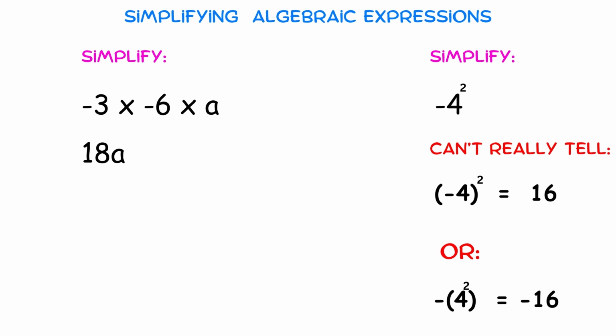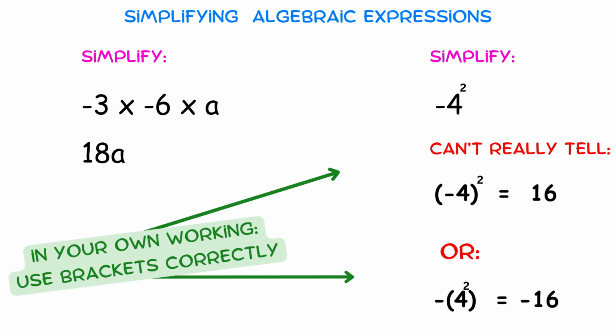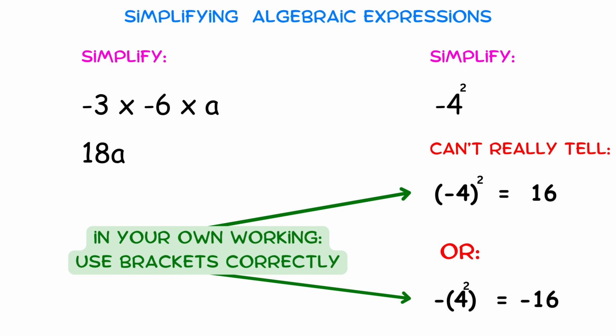Now this next one, -4 squared, is actually a bit dodgy because we can't really tell whether they want us to take -4 and square it, which would be -4 times -4, so positive 16, or the negative of 4 squared, which would mean squaring the 4 to get 16, and then taking its negative, so -16. In your exam, they won't give you dodgy questions like this. They'll be clear about which version they want. The important point, though, is that in your own working, you need to be careful to use brackets correctly and avoid this sort of mistake.